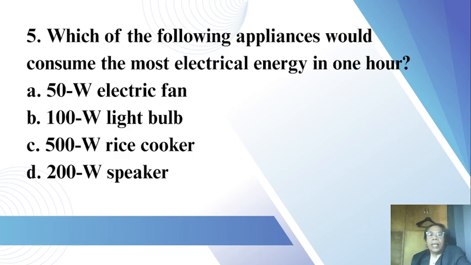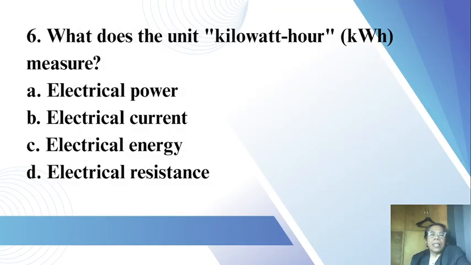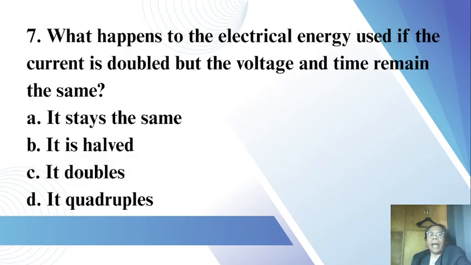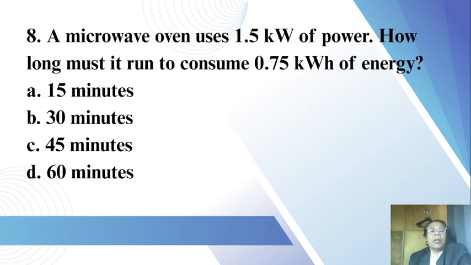Letter D, 200-watt speaker. Number 6. What does the unit kilowatt hour measure? Letter A, electrical power. Letter B, electrical current. Letter C, electrical energy. Letter D, electrical resistance. Number 7. What happens to the electrical energy used if the current is doubled but the voltage and time remain the same? Letter A, it stays the same. Letter B, it is half. Letter C, it doubles. Letter D, it quadruples.